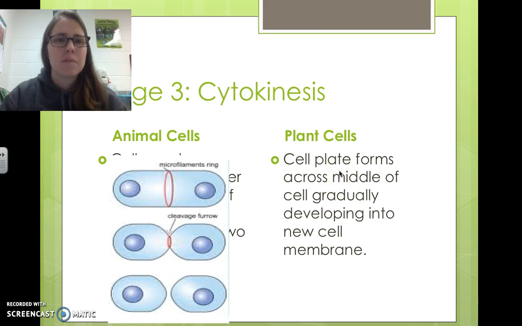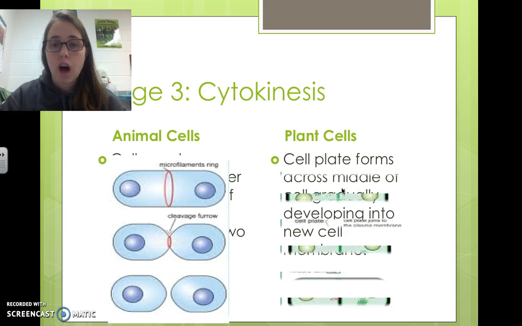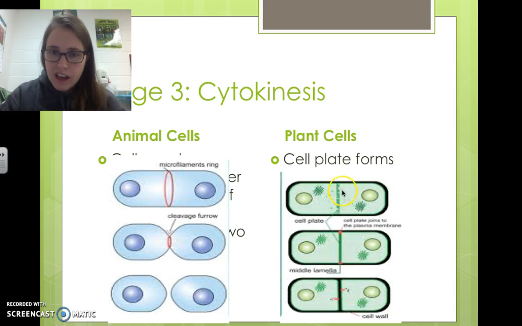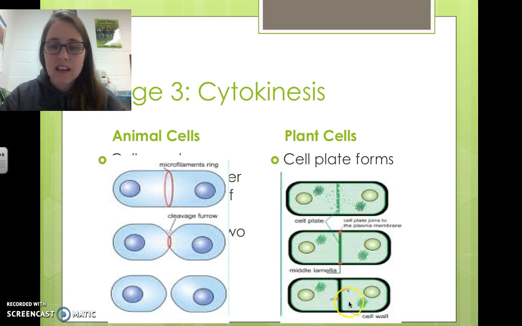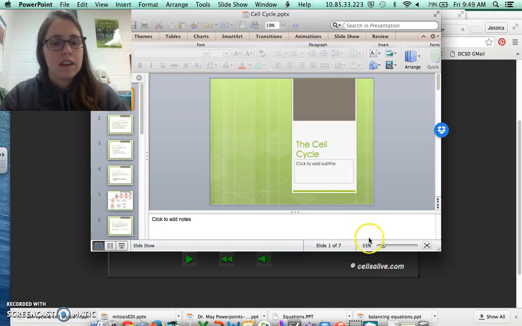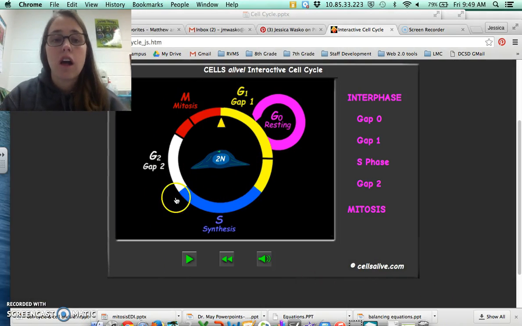In plant cells, remember, this is going to be a little different because plant cells have a cell wall, so they can't easily be pinched. The cell wall gives structure. So plant cells will have a cell plate that forms along the middle and gradually develops into a new cell membrane and cell wall. Here you have your two new nuclei, and you'll see that little bits are being added and added, and this cell plate gets thicker and thicker. Then a cell membrane and cell wall develop, and now these are two new plant cells. So that is cytokinesis.